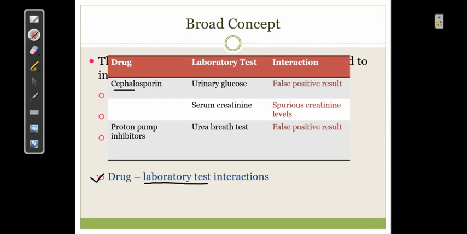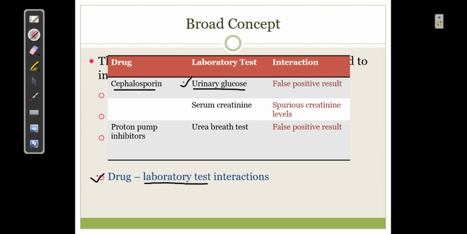Say, for example, cephalosporin. Normally a diabetic patient goes for either a blood test or a urinary glucose test. Blood glucose definitely is more suitable, and recently HbA1c is more widely used. It's the gold standard for diagnosis of diabetes. But still in many parts of the country, it is urinary glucose which is measured. In normal urine analysis, in biochemistry practicals, you have also done this: estimation or identification of glucose in urine.